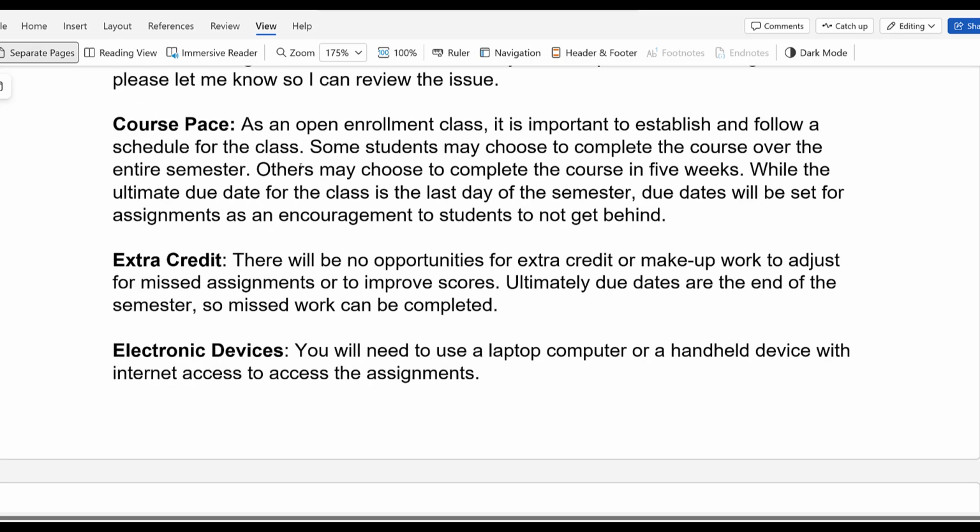Course Base has an open enrollment course. It is important to establish and follow a schedule for the course. So I'd like you all to send me your schedule, what you plan to do over the semester. It does not have to be the whole 15 plus weeks. It could be 16 weeks if you count finals. It could be you want to get it done in 3 weeks or 5 weeks or something. So others may choose, I guess I'm already saying that in the written part.